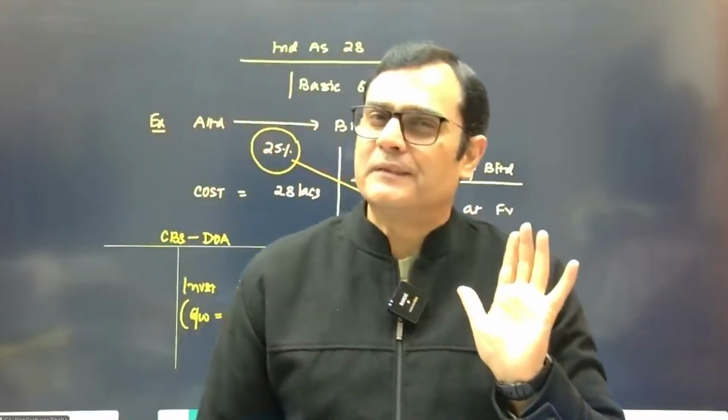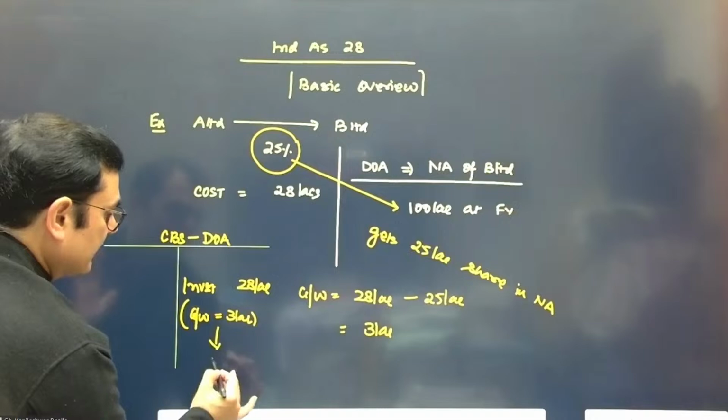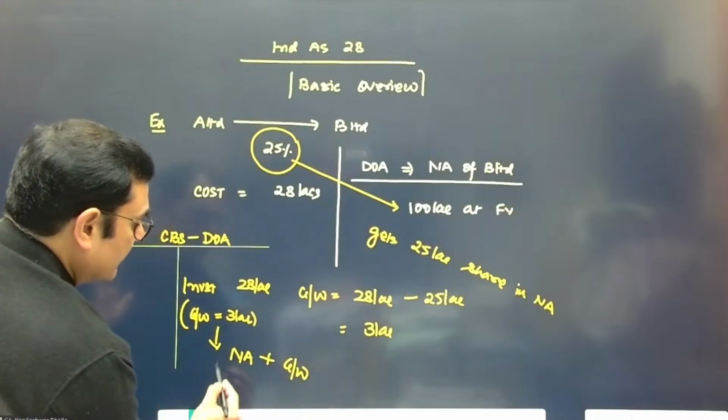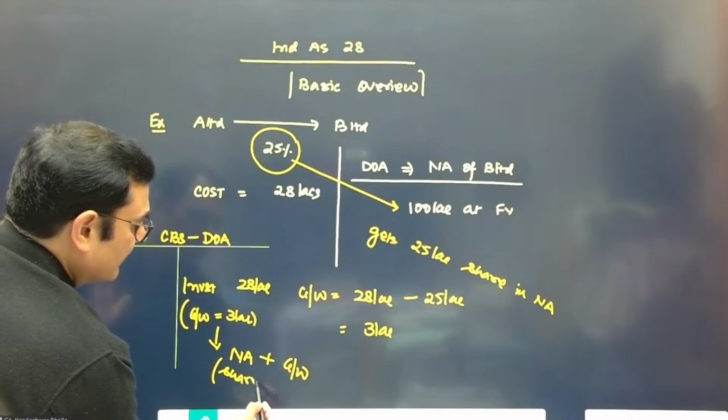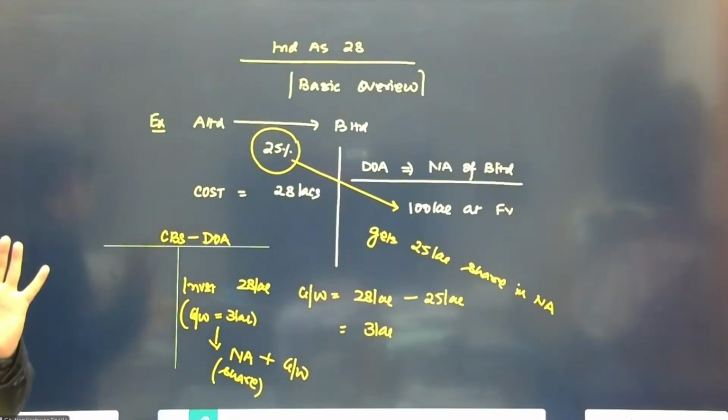So can I make a statement at this stage that the investment is appearing in the balance sheet at net assets plus the goodwill? Or rather, I would say it is appearing at the share in the net assets plus goodwill. Did you get the understanding so far?